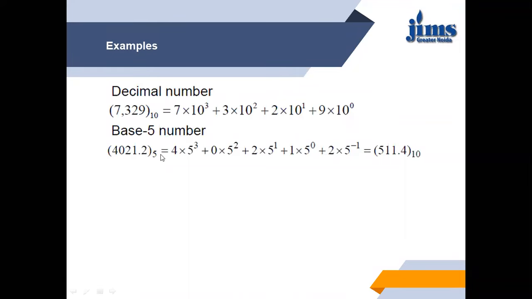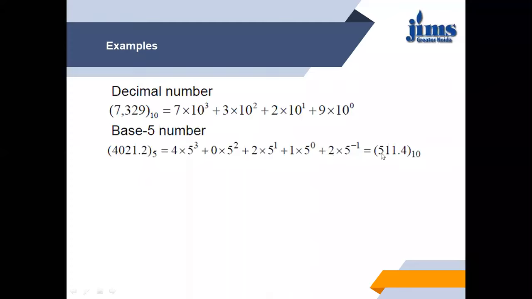So I have a number 4021.2 base 5. If I have to convert this particular number into a decimal number, or find out its exact value in decimal, then I write the coefficients A3, A2, A1, A0. So I expand this number: 4 into 5 raised to the power 3, since 5 is the base, plus 0 into 5 raised to power 2, plus 2 into 5 raised to power 1, plus 1 into 5 raised to power 0, plus 2 into 5 raised to power minus 1.